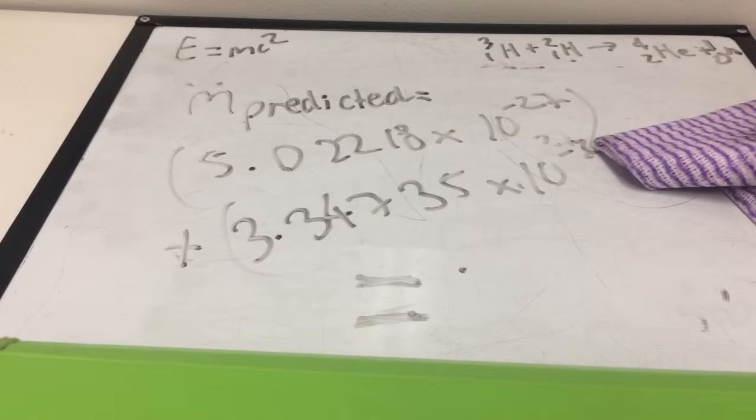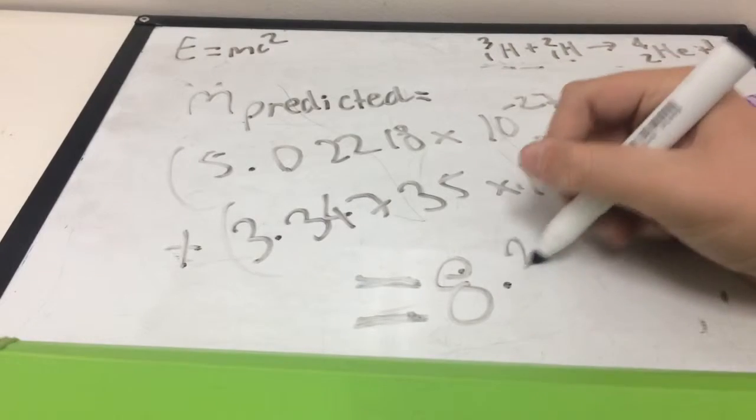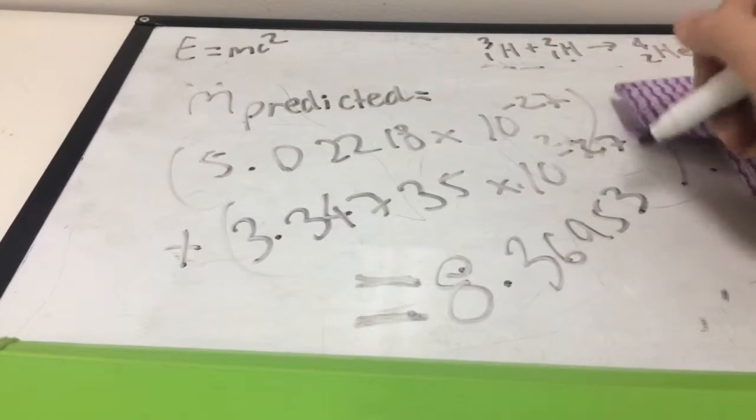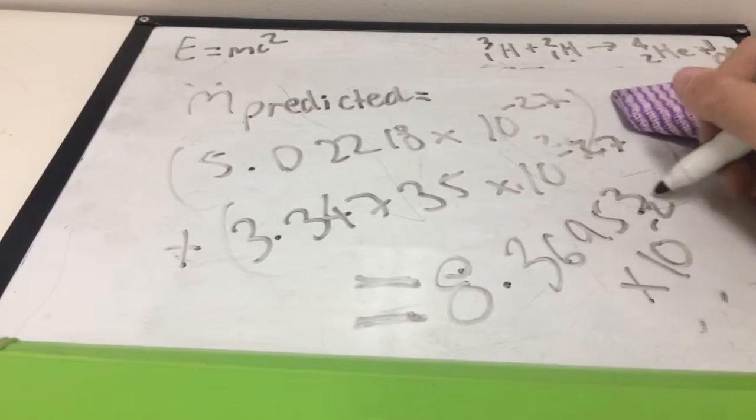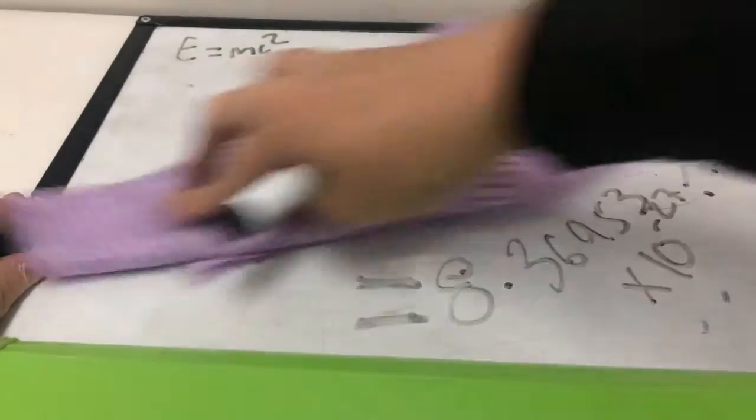3.34735 times 10 to the negative 27. And all we do is add the two numbers. Full predicted mass: 0.02218 times 10 to the negative 27. And our predicted mass is going to be exactly 8.36953 times 10 to the negative 27. So now we have our predicted mass.